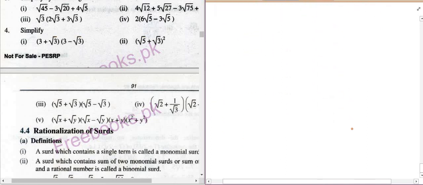Part number 4 and 5 are similar in the same way. Part number 4 is (a + b) and (a − b). Again the same formula will apply, a² − b², and you will get 5 by 3. And in part number 5 there are a plus b, a minus b terms. You will combine the first two terms and the last two terms. First two terms become (√x)² − (√y)², and the last two terms are x² + y². You will get x⁴ − y⁴ as the answer. Thank you.